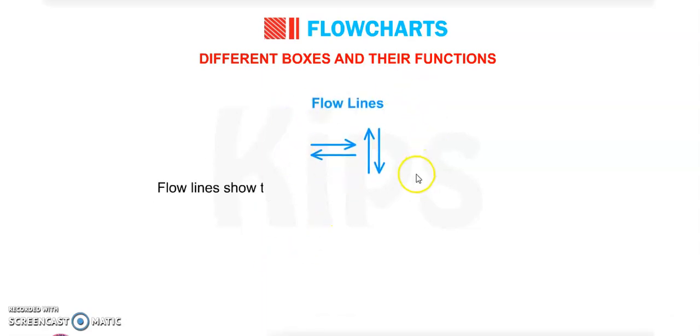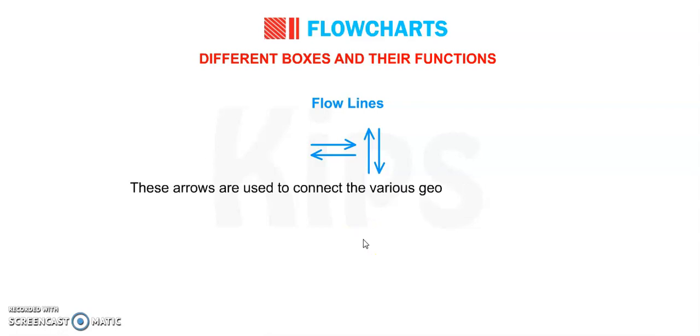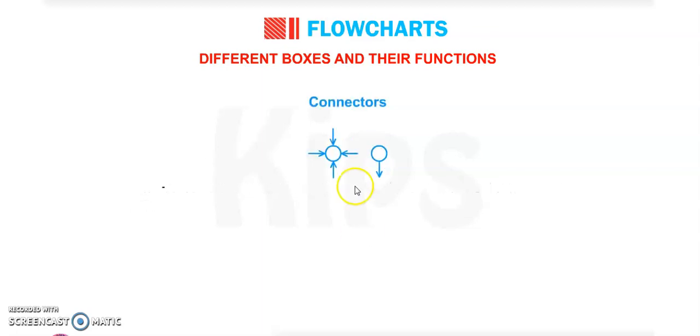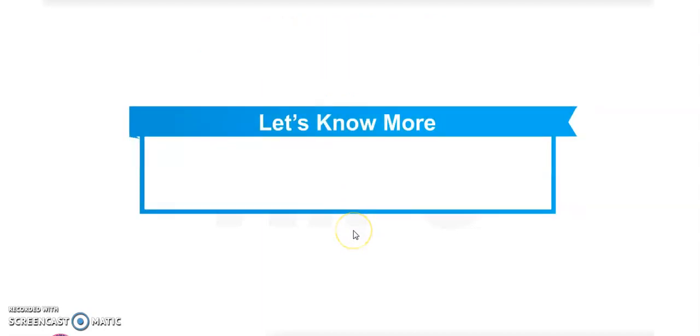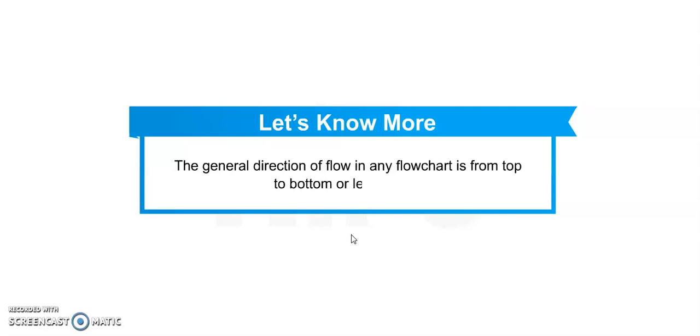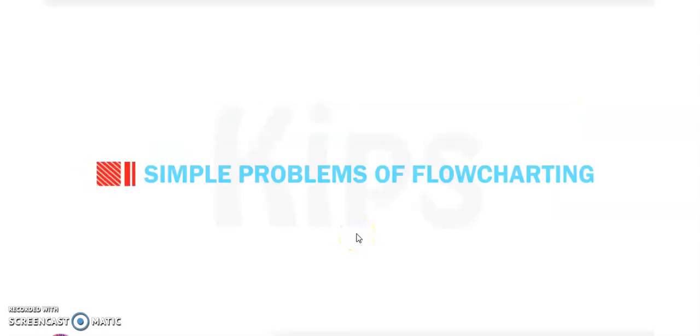These are the flow lines. They show the direction in which the program is moving. So these arrows are used to connect the various geometrical symbols in a flowchart. Next is connectors. These are used to connect one part of a flowchart to another. Now there is another, let's know more. The general direction of flow in any flowchart is from top to bottom or left to right.